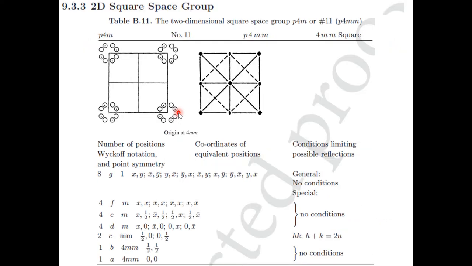Let's see. Now going through to square space groups. This is space group 11. You have now four fold axes and two fold axes. We have shown you this group before. I'm going to discuss this particular group in an example that I'm going to do at the end of the lecture, so let's just skip that for now.